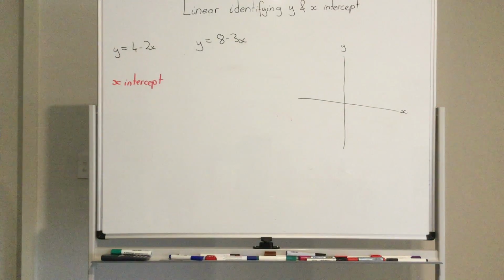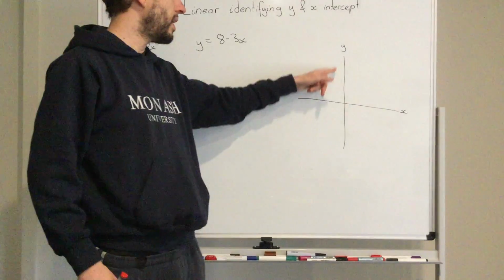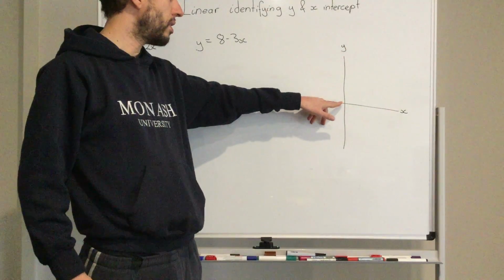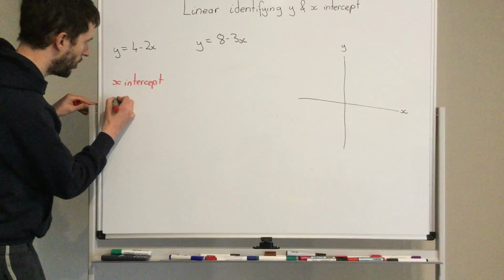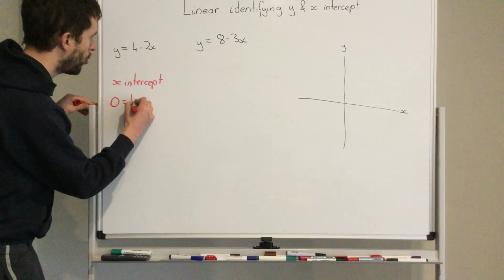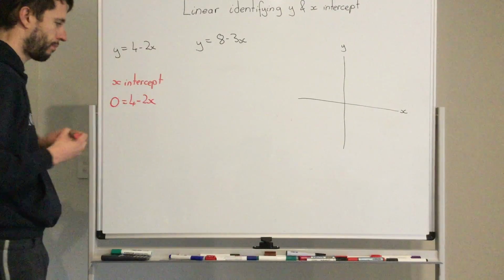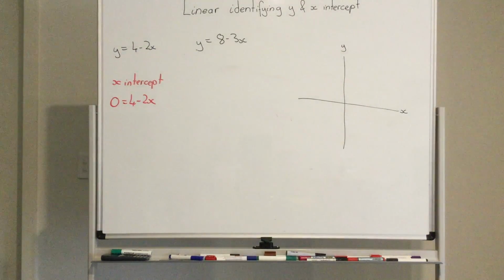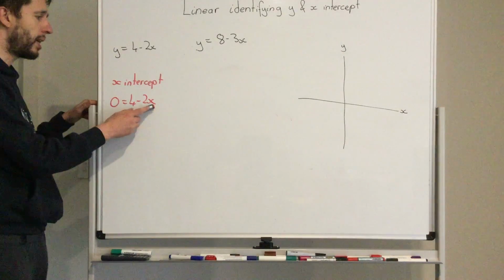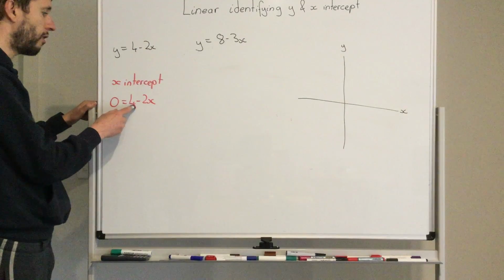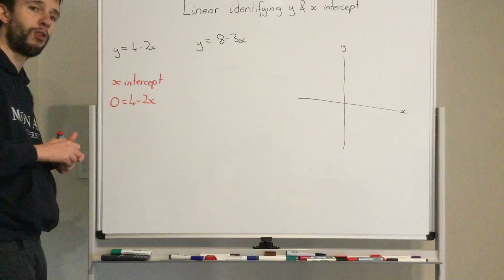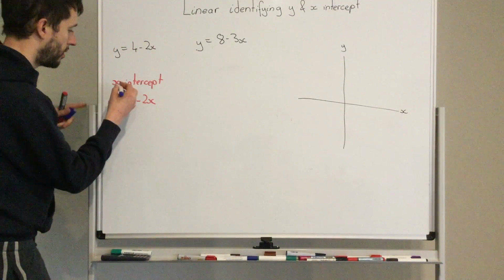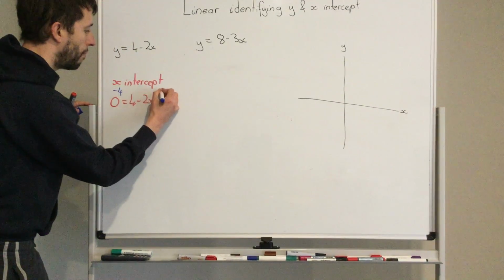So if we are thinking about the x-intercept, we need y to be right at this point here, which is at 0. So I'm going to change y to 0. 0 equals 4 take 2x. The next thing I would like to do is get x by itself. So what's the opposite of plus 4? Minus 4. So if I minus 4 on both sides, minus 4 and minus 4.